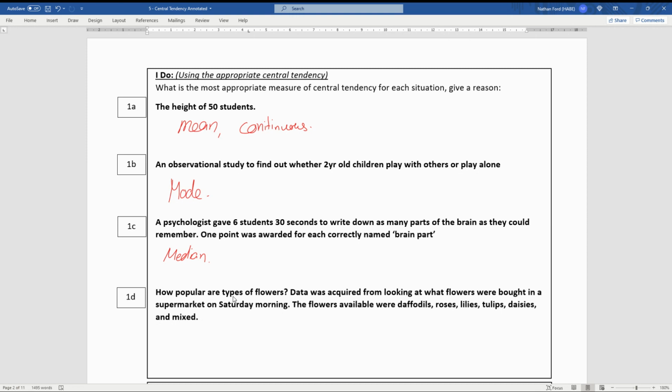And how popular are types of flowers? Data was acquired from looking at flowers that were bought in the supermarket on Saturday morning. The flowers available were daffodils, roses, lilies, tulips, daisies, and mixed. In this case, we actually can only have the mode because now we have nominal data. Okay, so since this is nominal data, you'd straight away use the mode. It's the only option you have.